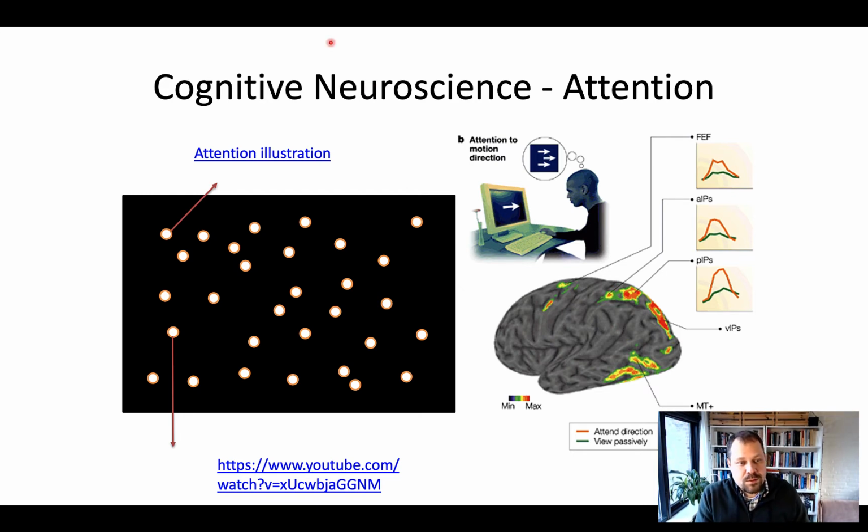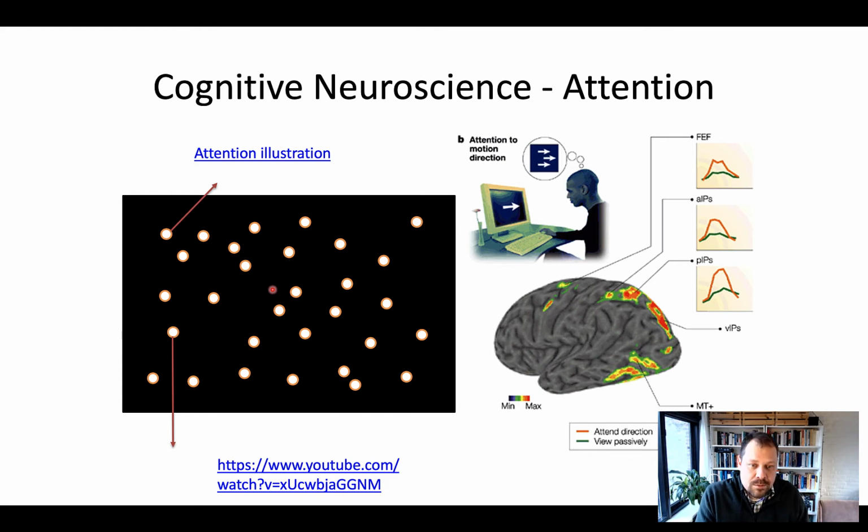In this task, I'll illustrate this in a second, you have dots that move in random directions, but a certain percentage of these dots actually move in the same direction. So let's say this is a downward motion and 50% of the dots move down, whereas the other 50% move absolutely randomly. And then the experimenter may ask you to pay attention to the direction of motion, let's say downwards in this case, but it's rightwards in the illustration here.